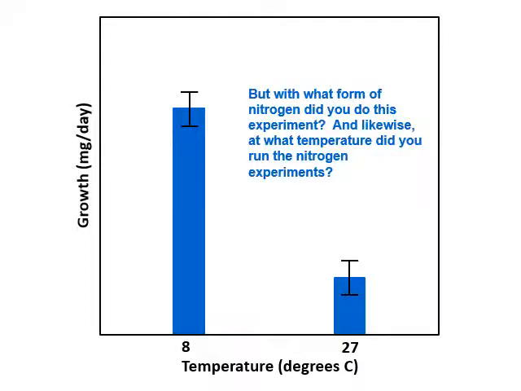But an issue immediately arises based on the first discussion that we just had. What form of nitrogen did you do this temperature experiment with? In other words, for these plants in this experiment, what form of nitrogen did you feed them? Which of those 4 forms? And then likewise, if you go back to the previous 2 studies, those experiments must have been done at a certain temperature. We didn't even talk about temperature. Did you do those experiments at 8 degrees C, or at 27 degrees C, or at a different, third temperature?